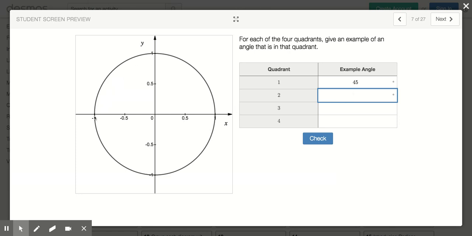90 to 180 for quadrant 2. So I'm going to say 170, or 160 is what I typed. Quadrant 3 is between 180 and 270. So I'm going to say 200. And then between 270 and 360, I'm going to say 359. Okay. You guys can check yours to see if you have those in the correct quadrants.